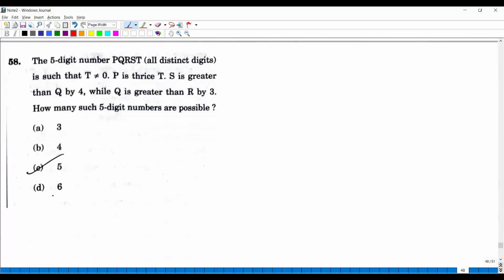A 5-digit number PQRST, all distinct digits, is such that T is not equal to 0. P is 3 times T. S is greater than Q by 4, while Q is greater than R by 3. So for S, Q, R: if R is X, then Q is X plus 3, and S is X plus 7. How many such 5-digit numbers are possible?